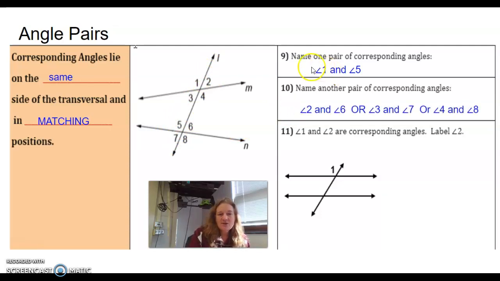So 2 and 6 also fit that pattern. 2 and 6 are in the same matching positions. 3 and 7: 3 is in the bottom left, 7's in the bottom left. 4 is in the bottom right, 8 is in the bottom right. So if angle 1 is here and I want the corresponding angle 2 to be labeled, and I called it a 3, whatever. Man, I did not have my coffee when I made this slideshow.